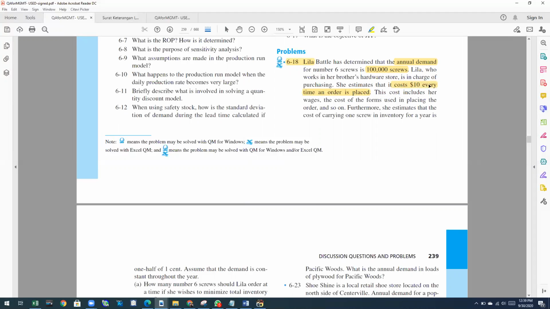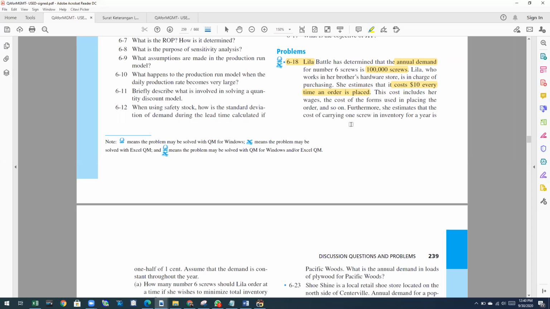So what do we call this? It costs $10 for every order. We call this ordering cost, or CO, because every time an order is made, they have to pay $10. This cost includes her wages, the cost of the forms used in placing the order, and so on.